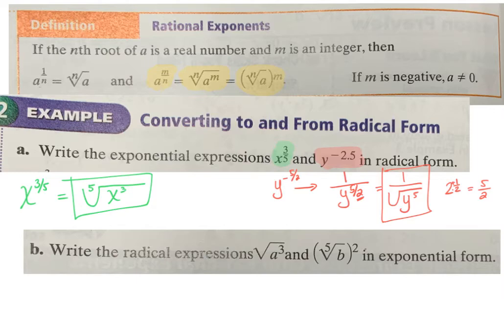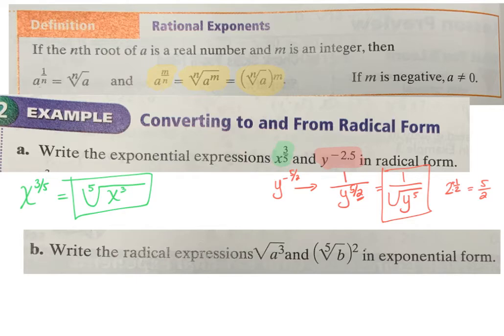Okay. Let's look at B here. So B says write the radical expressions as exponents. There are some times, especially when you have multiple things to multiply, that it is easier to convert it to a rational exponent and do all of your multiplication and then convert it back if you need to. And so there will be times when you want to do it both ways.